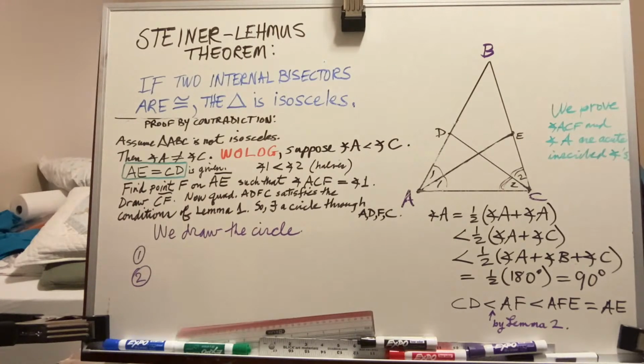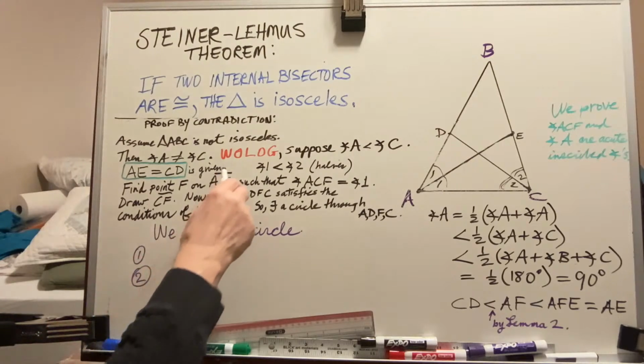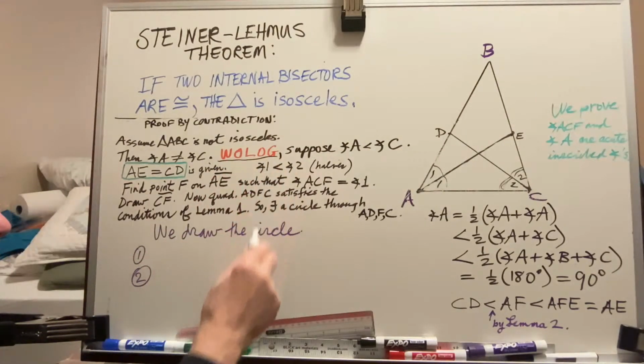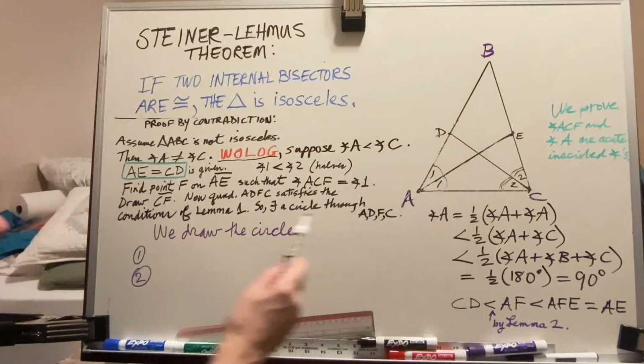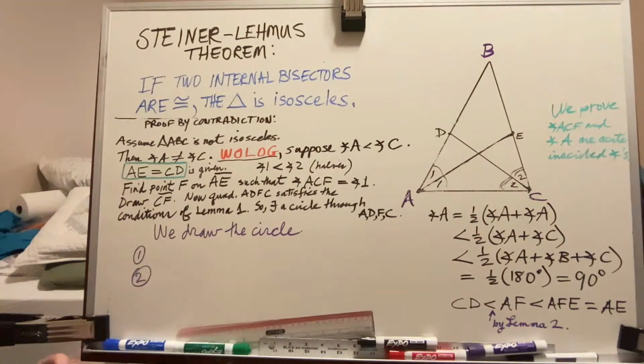then angle A and angle C are not going to be equal, because if they were equal, then it'd be isosceles. Now, without loss of generality, which is this WLOG abbreviation here, we suppose that A is less than C. Angle A is less than angle C. I put ones here and twos here. We bisect, those are the angle bisectors. So angle 1 is less than angle 2, because halves of unequals are unequal in the same order.